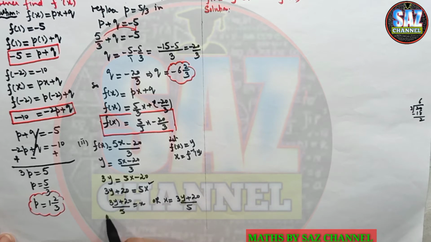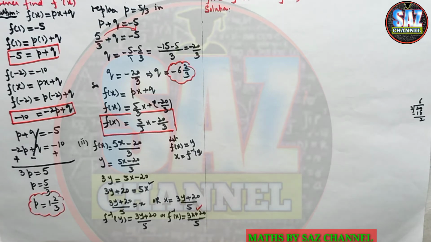So instead of x, I have to replace f inverse of y equals 3y plus 20 by 5, or the inverse in form of the original function: f inverse of x will be equal to 3x plus 20 by 5. I hope you are clear about this question. Let's move to the next question.